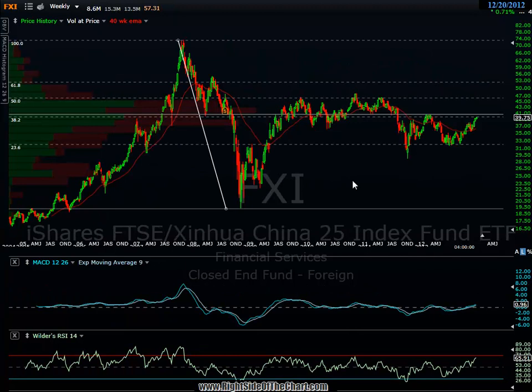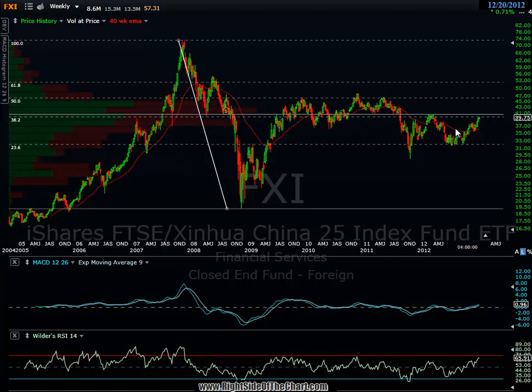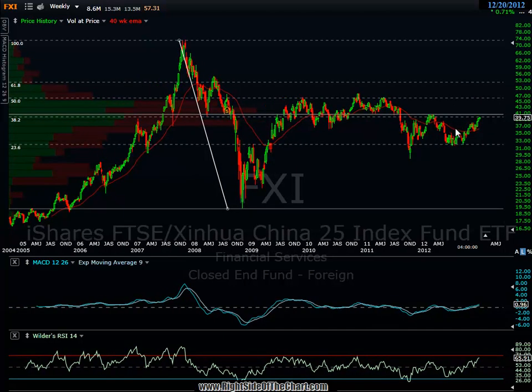FXI is China, one of the Chinese ETFs, tracks 25 of the largest companies in China. It's not representative of the SSEC, the Chinese mainland index, but it's been doing well lately, coming up to a nice resistance level here, the old 38.2 fib of the move down, and some nice reactions here. So FXI is getting a little extended, and I would consider taking some profits if you have been long that one.